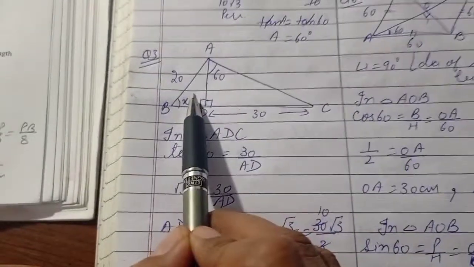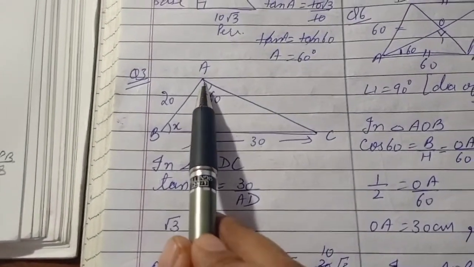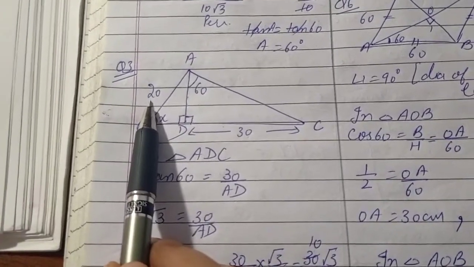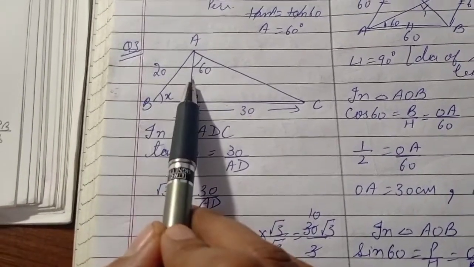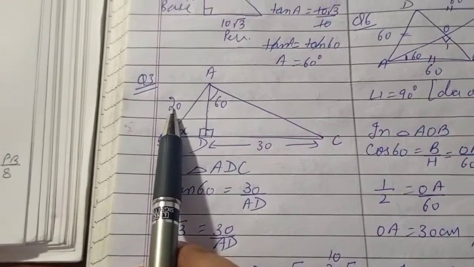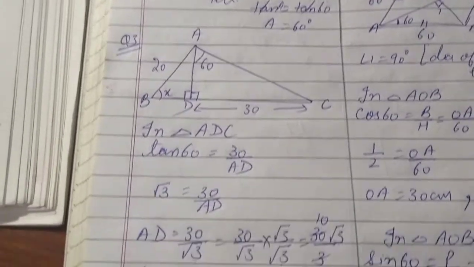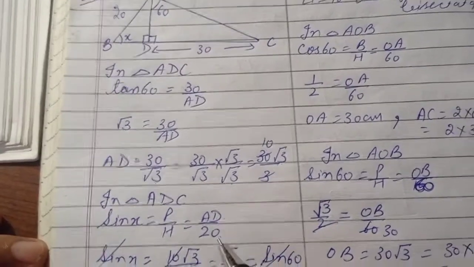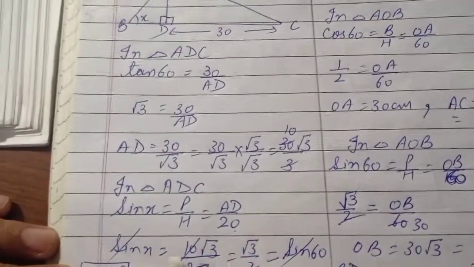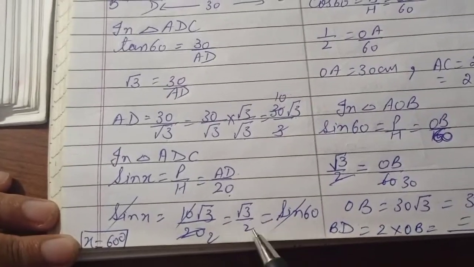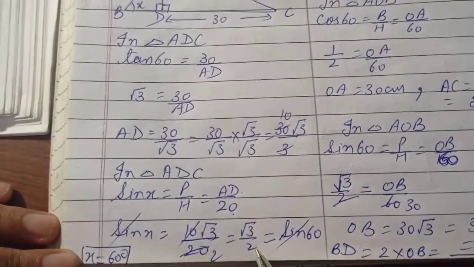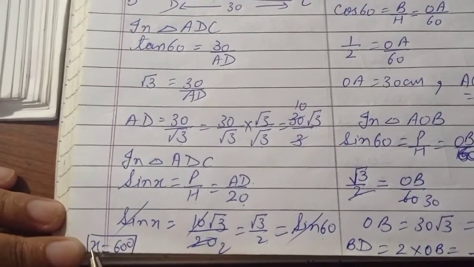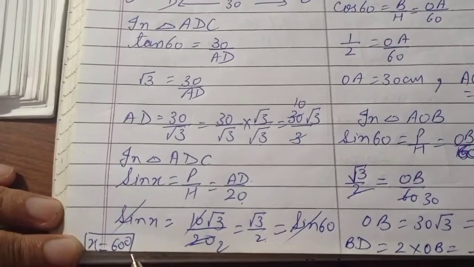Now come to this triangle. In this triangle, this side is given to me. That is perpendicular. And this is given to us as 20. That is hypotenuse. So what is the ratio of perpendicular and hypotenuse? Sine. So in this triangle, I'll use sine x, that is P upon H. Perpendicular is AD, hypotenuse 20. So when you solve it, what will you get? 10 root 3 by 20, that is root 3 by 2. And sine is root 3 by 2 at which angle? Sine 60. Sine and sine will get cancelled. So the value of angle x is 60 degrees.